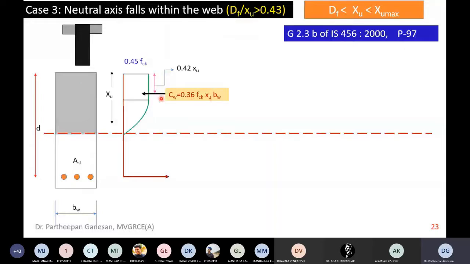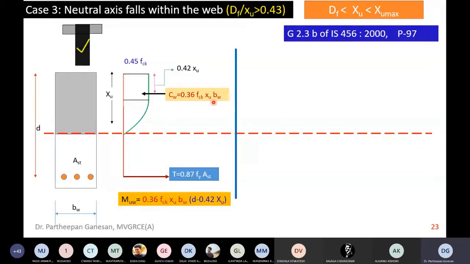There is no trouble at all, and that force acts at a distance of 0.42 xu. Now coming to the tensile steel, it is 0.87 fy into Ast. Now the moment taken by the web is the same, 0.36 fck xu bw into d minus 0.42 xu, right? This is the moment taken by the web alone.